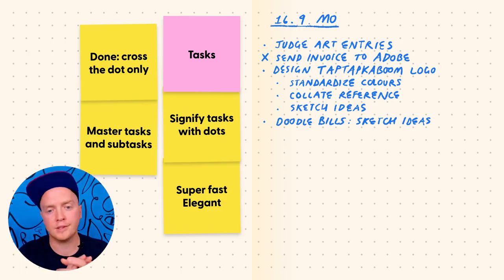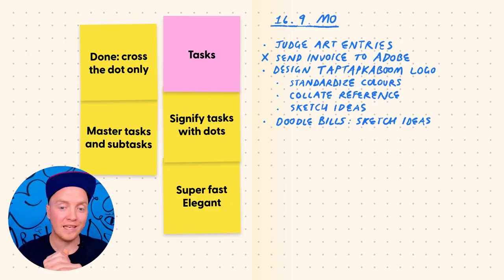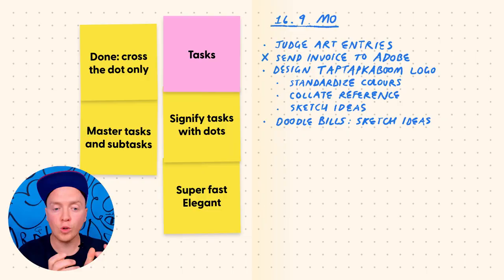So, tasks. We signify a task with a dot, not a square. Dots are far more elegant and they take far less time to draw. When I came across this, I was like, I'm in for Bujo. This is pretty much what sold me. I was like, yes, this is it. I'm going to save so much time with dots instead of little boxes. And it was good. It looks elegant. You can also do master tasks and subtasks.